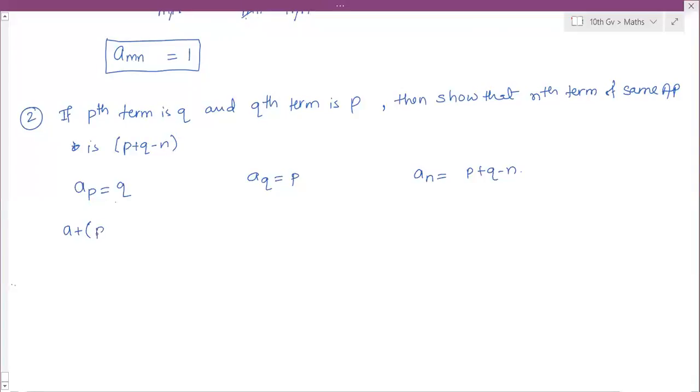Sorry, P minus 1. So A plus PD minus D is equal to Q. Qth term is A plus Q minus 1 into D is equal to P. So A plus QD minus D is equal to P. Subtract both the equations. Whatever the method we have done earlier, the same way here also we have to do.